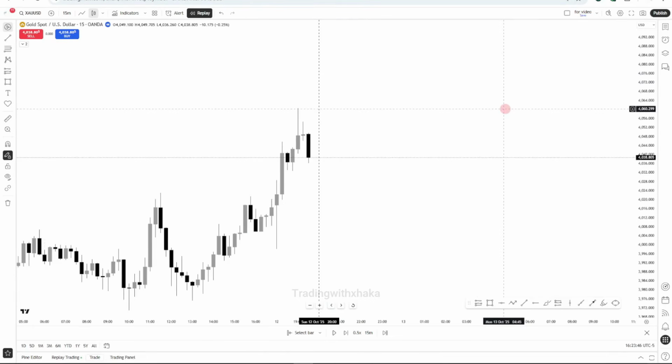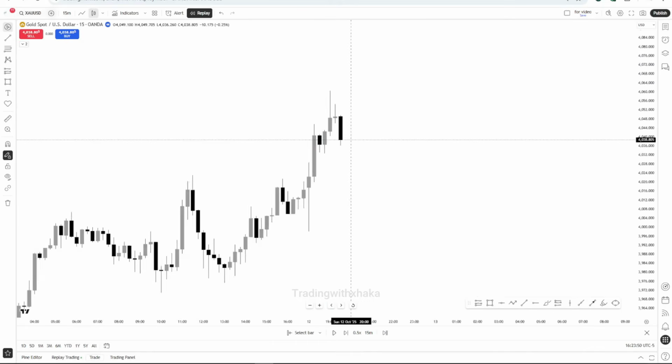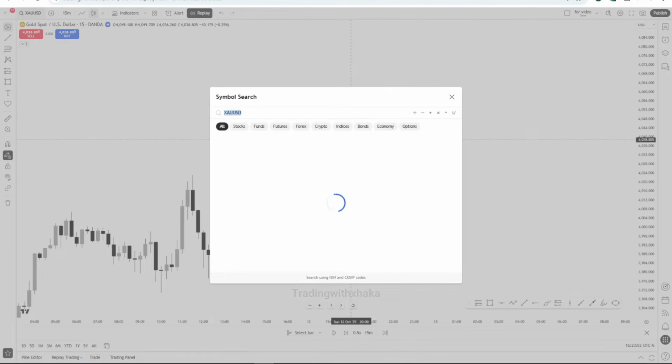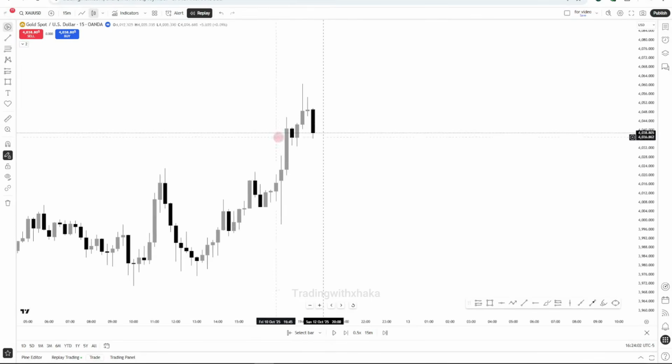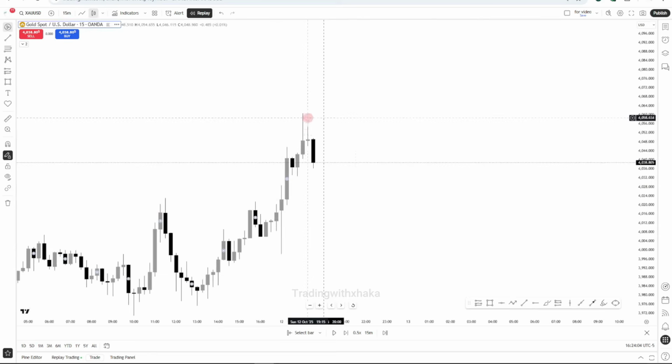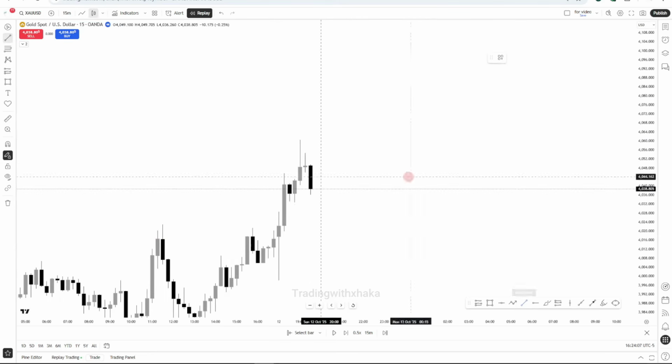So guys, this is our first example. The pair is gold. You can clearly see that. And market structure is what? Uptrend. Where are our recent high and low? This is the recent high. Let's mark it out. This is confirmed. This is our recent low.